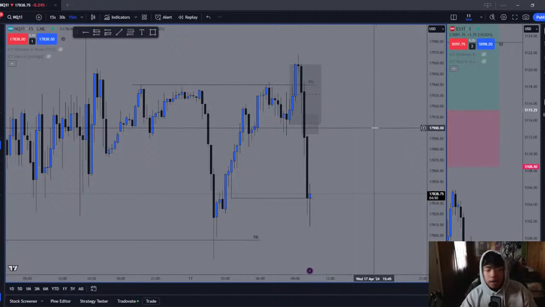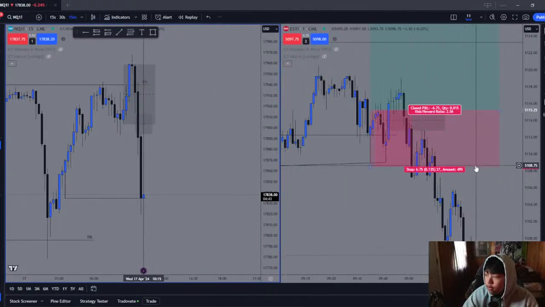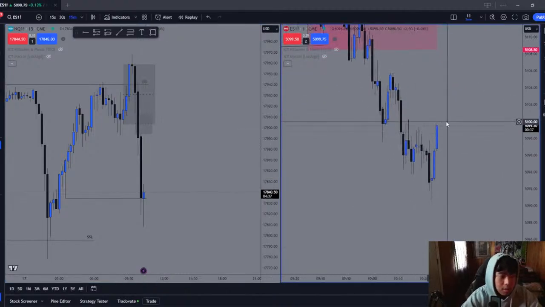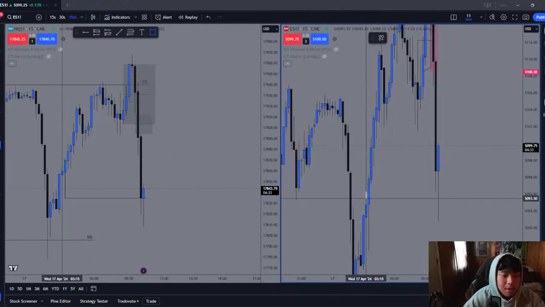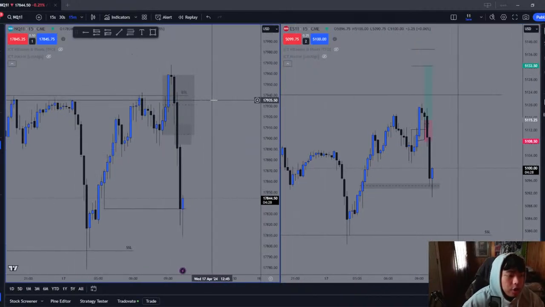There we go, finally some upside. 5,087.25, might bounce off of that. If not, 5,075.75. I predict, no promises. You're good, brother. Looks like price came down, tapped this 15 minute balance. We can finally start seeing some upside here, some retracement.